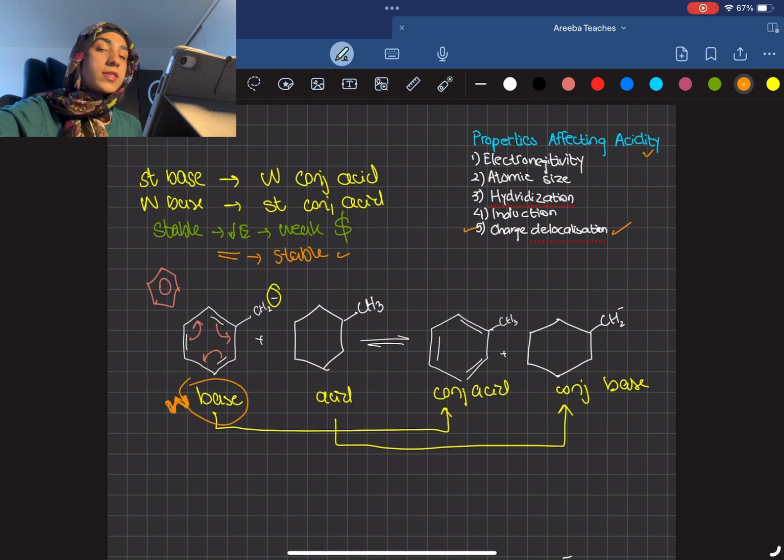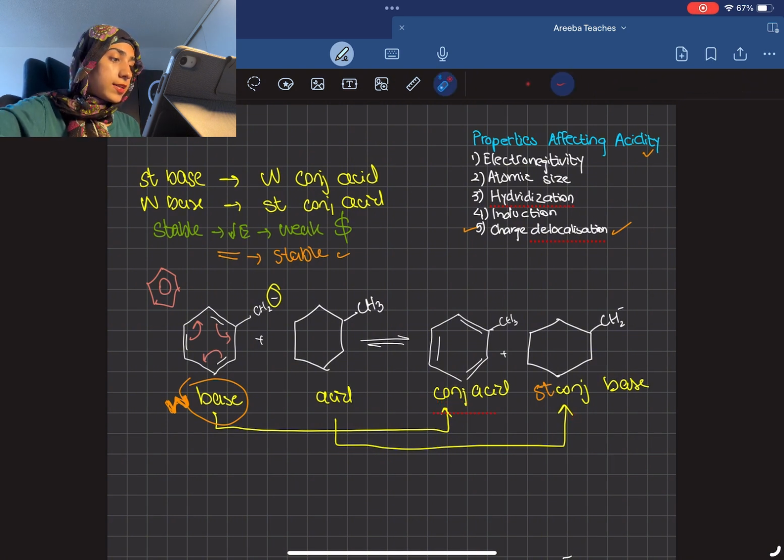This base becomes a weak base. Because we were comparing this base with this conjugate base, right? So if this is weak, that automatically means that this conjugate base is strong, right? Because we were comparing two bases. If one is weak, the other one has to be strong. This is strong. Now, if you notice here, this arrow is coming from this acid.